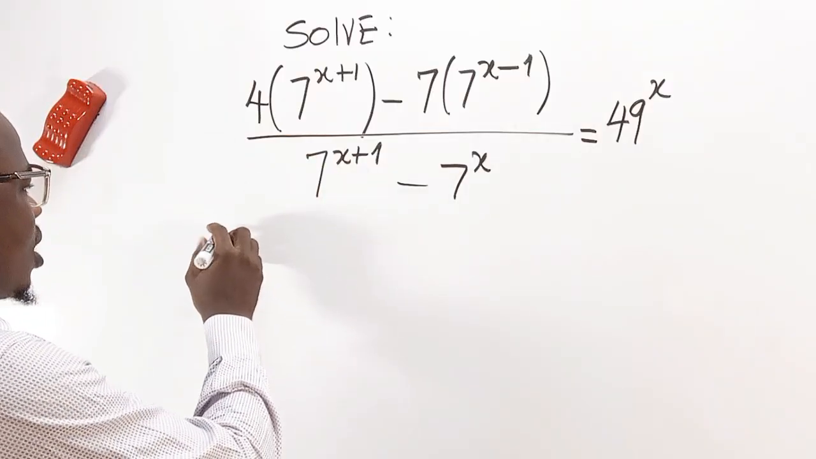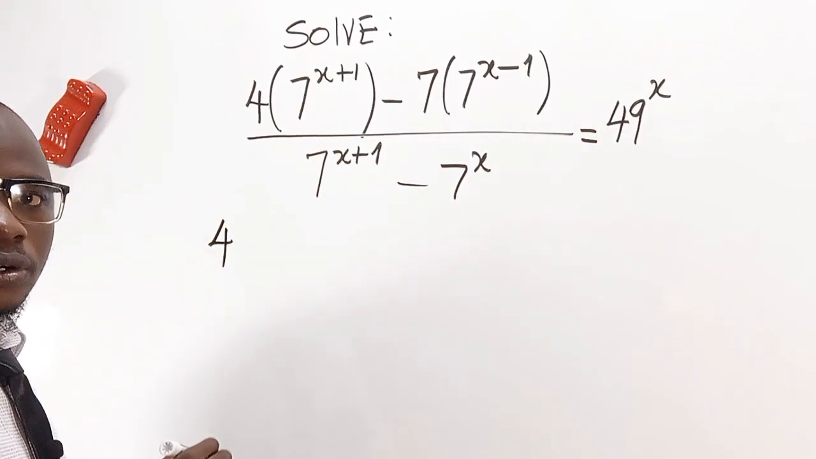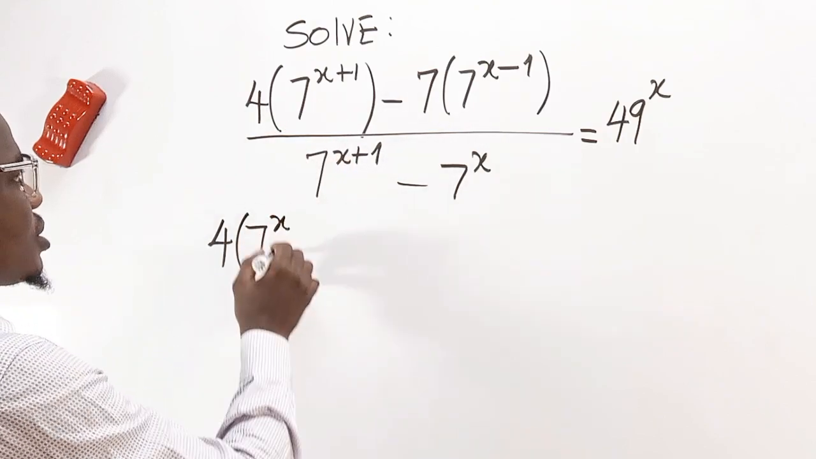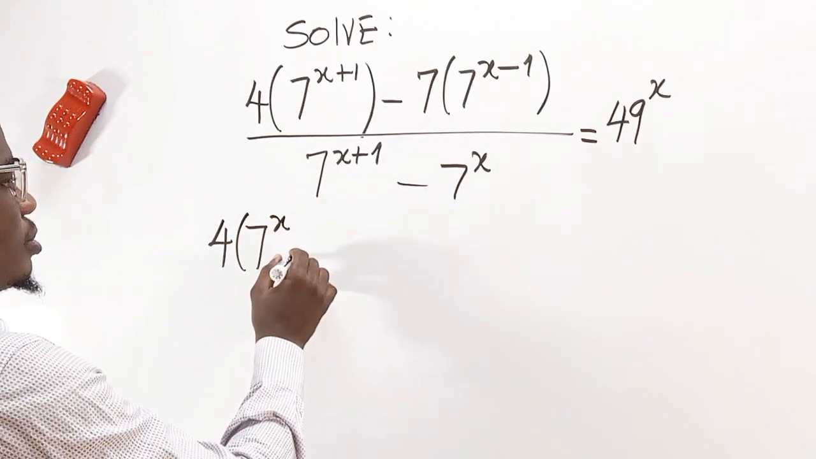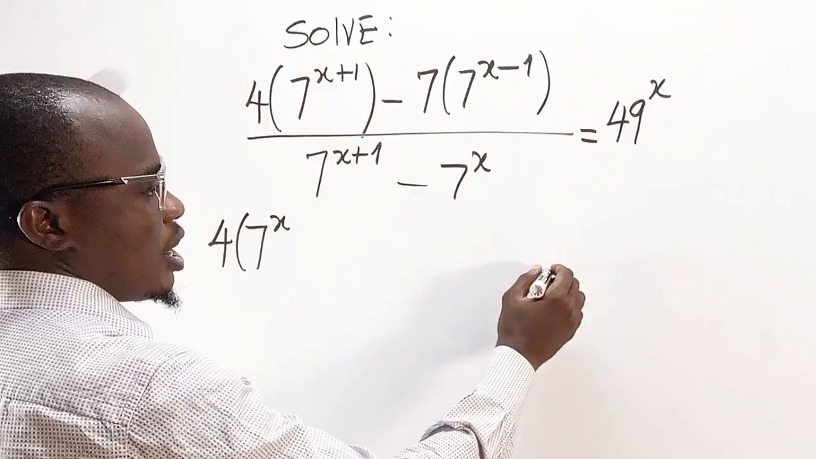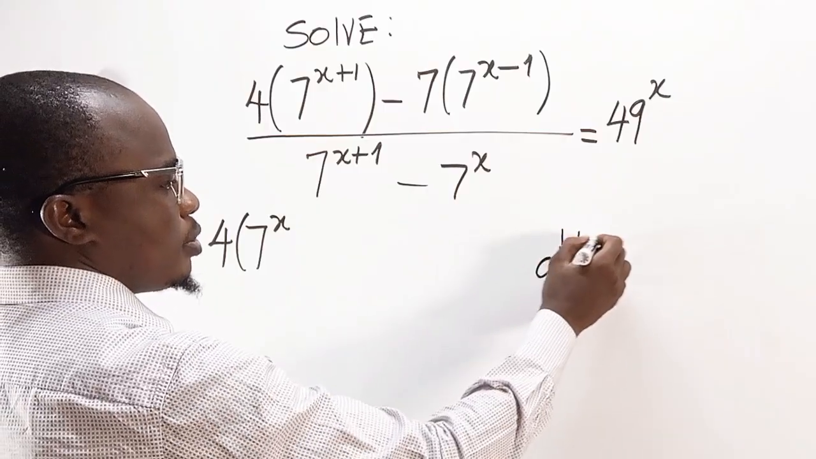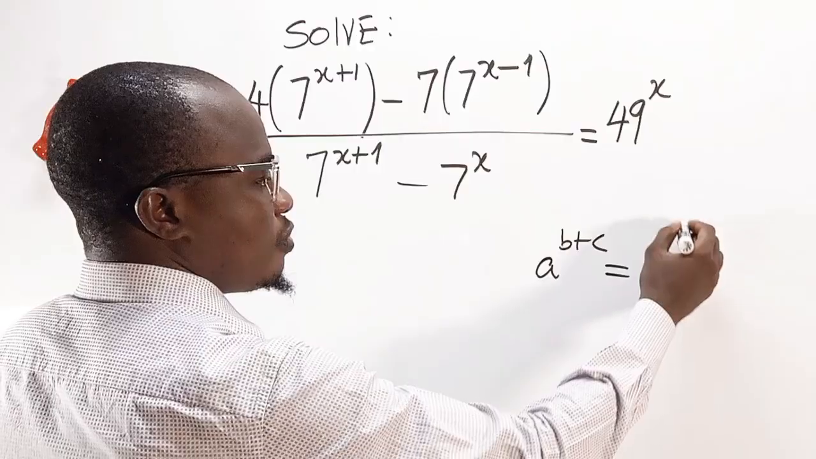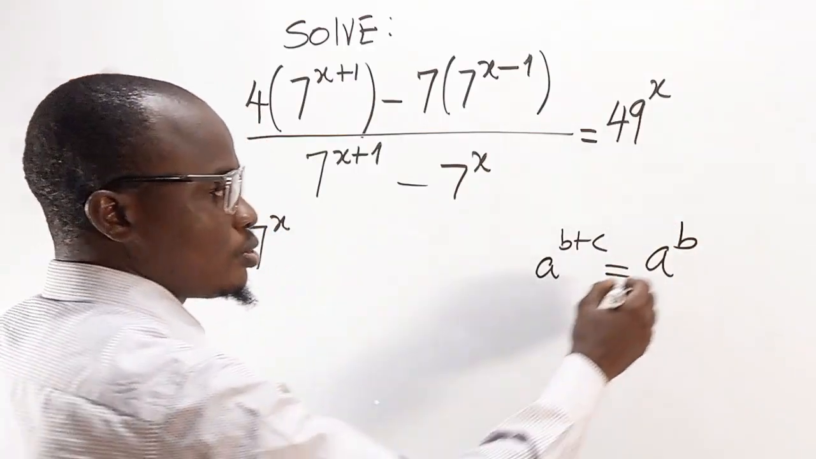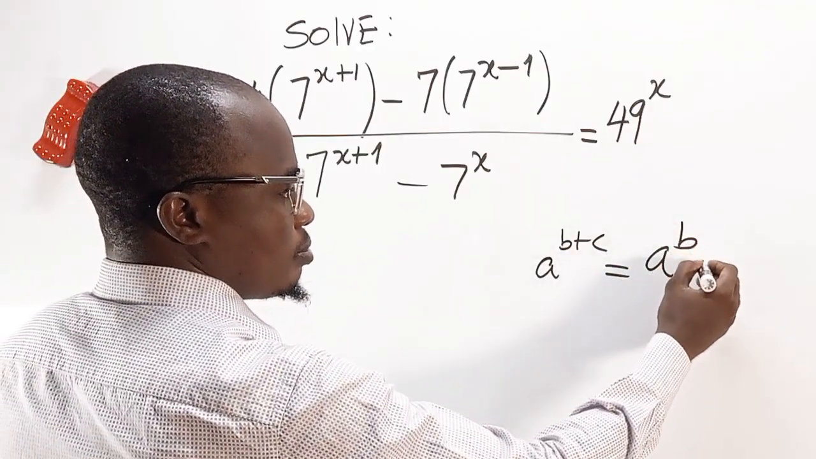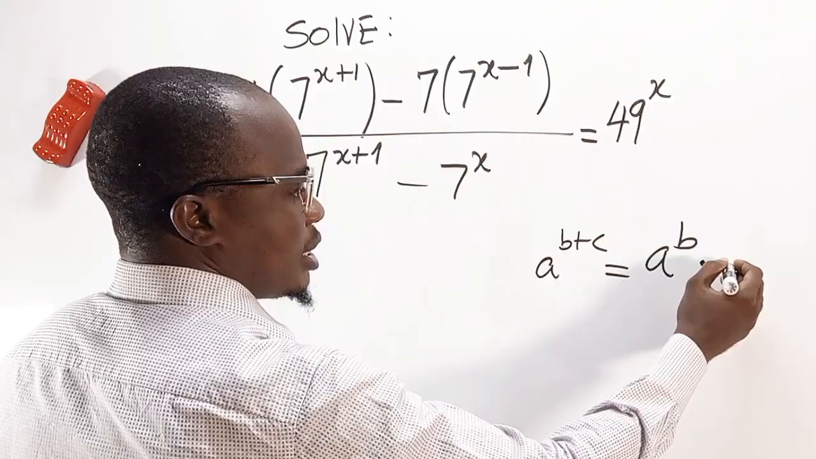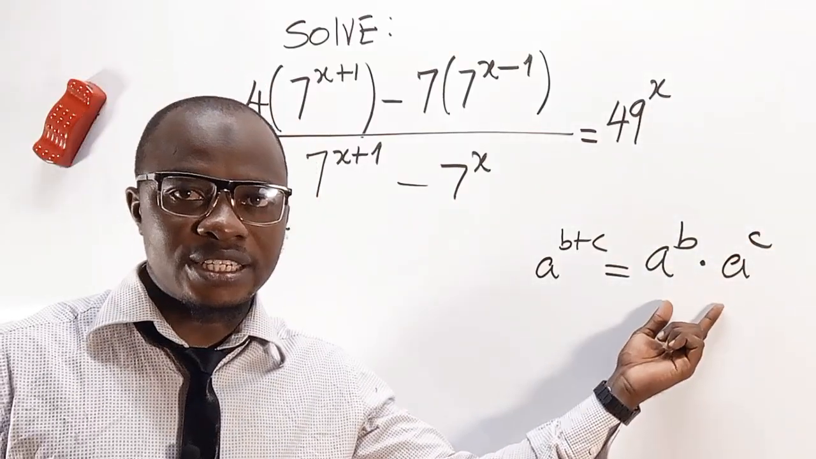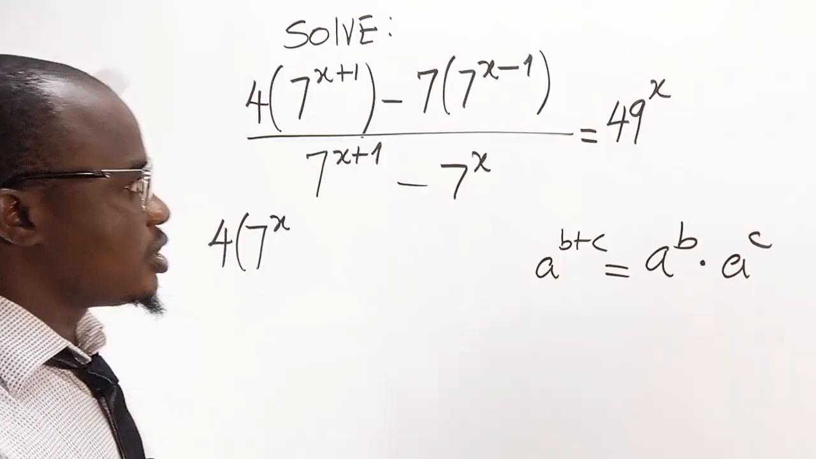We are going to have 4 to the power of 7 to the power of x. I want you to know that when you have a to the power of b plus c, you're going to have a to the power of b multiplied by a to the power of c. So we are going to split it like this. That is from the law of indices.